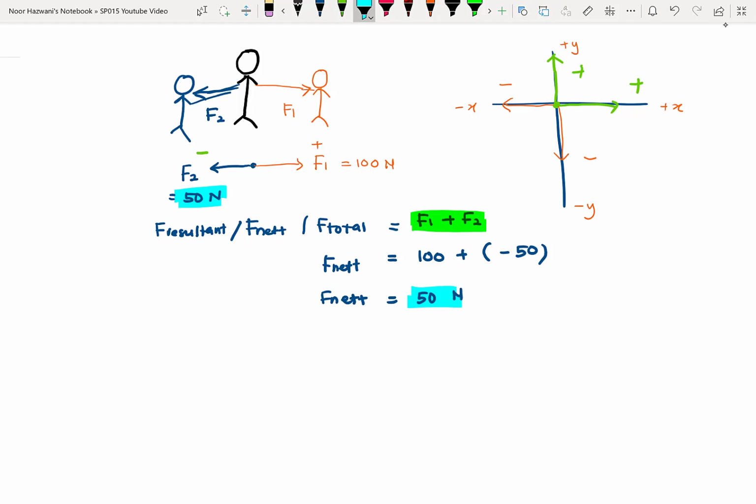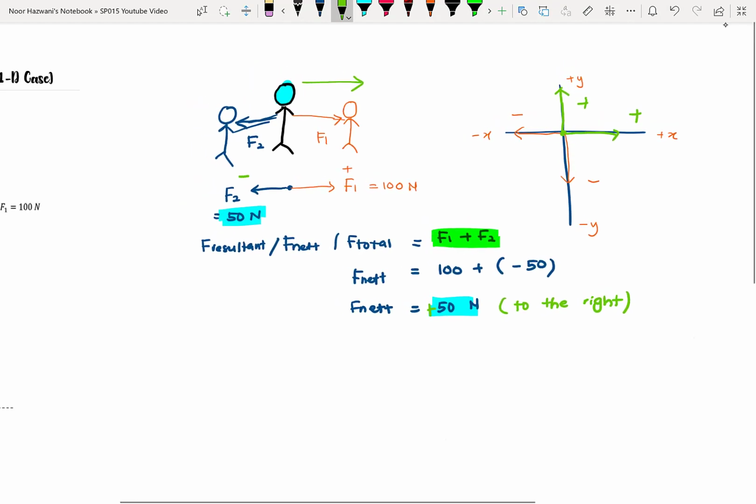Okay, jawapan akhir, apa you nampak is the value is positive. So, kalau positif, saya kat sini akan tertarik ke arah kanan. So, you have to write down that the direction of the resultant force is to the right because of why? Because after you calculate, the value you got positive here. Okay, jelas ah?